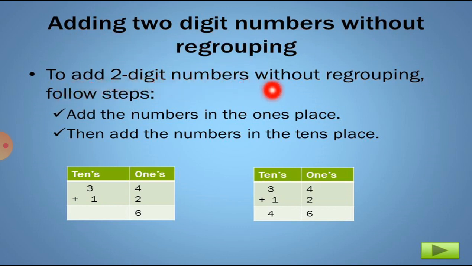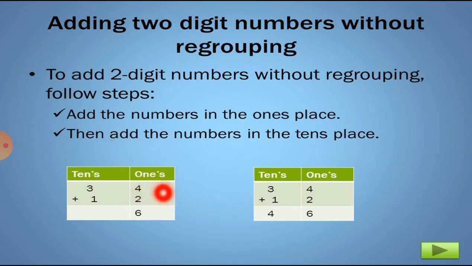To add 2-digit numbers without regrouping, just follow these steps. I told you these steps in the previous lecture. First, add the numbers in the ones place. As I told you, every time you start adding numbers, always start with the right column, the ones column, so your answer will be correct, otherwise it will be wrong. Then add the numbers in the tens place.